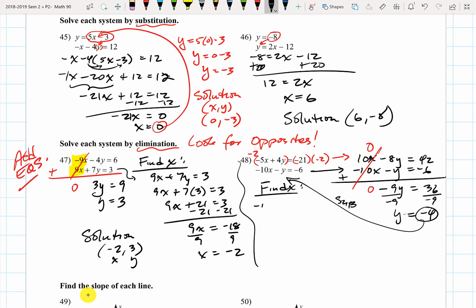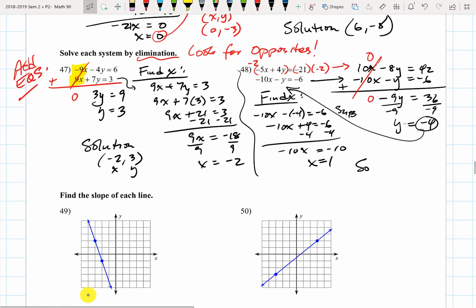So let's do that. So negative 10 times x minus a negative 4 is equal to negative 6. Simplifying, you get negative 10x plus 4 equals negative 6. Subtract 4, and you get negative 10x equals negative 10. So x is 1. So my solution here, excuse me, is 1 comma negative 4.